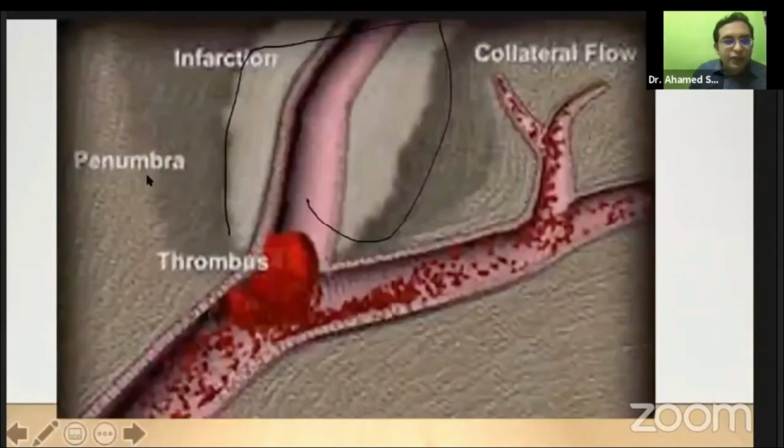And as you know, the surrounding area beyond the penumbra is the area of oligemia. And this penumbra and oligemic region are maintained. It is yet to get affected because of this collateral flow. This collateral flow may be due to a nearby branch or may be due to the leptomeningeal vessels.